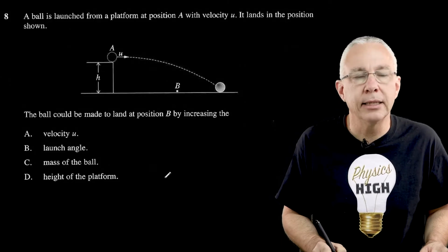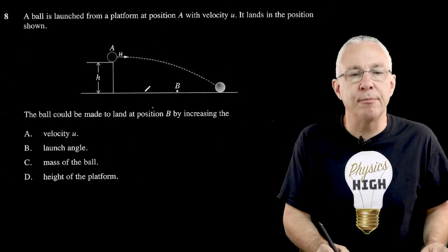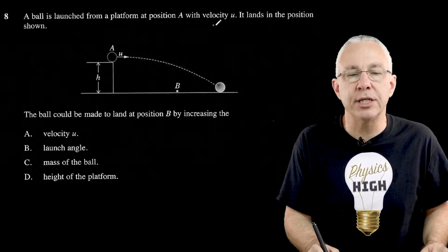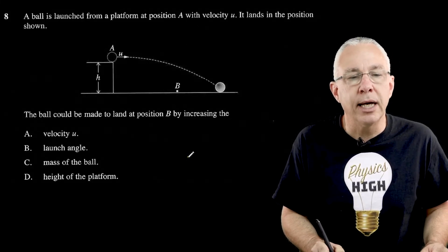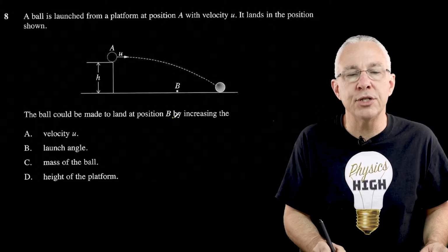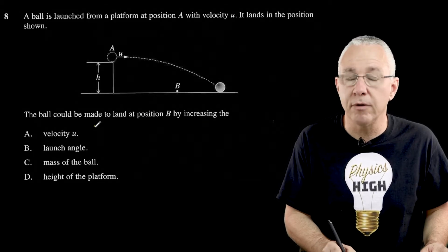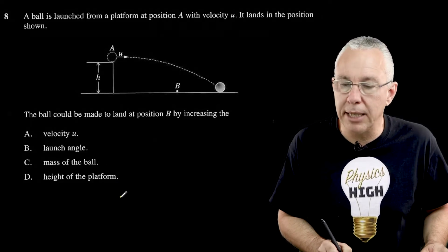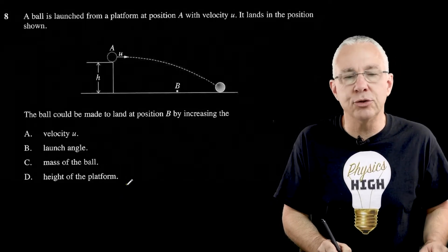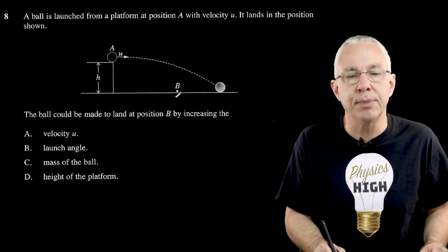Question number 8, projectile motion. We have a ball that is launched from a platform at a position A with a velocity u, and it lands in the position shown. The ball could be made to land at a position B by increasing either the velocity u, the launch angle, the mass of the ball, or the height of the platform. Now, what we want to do here is land on a shorter path.